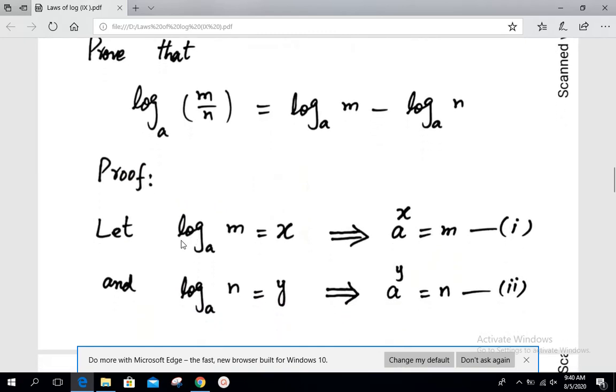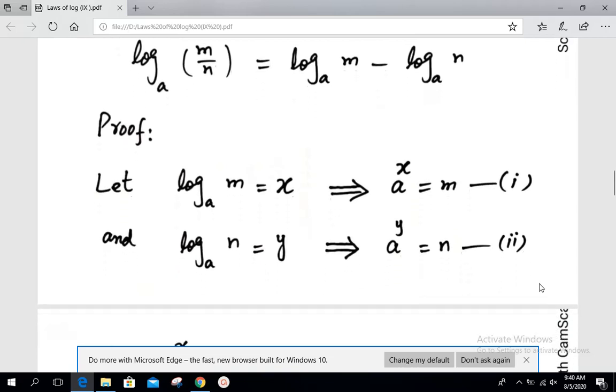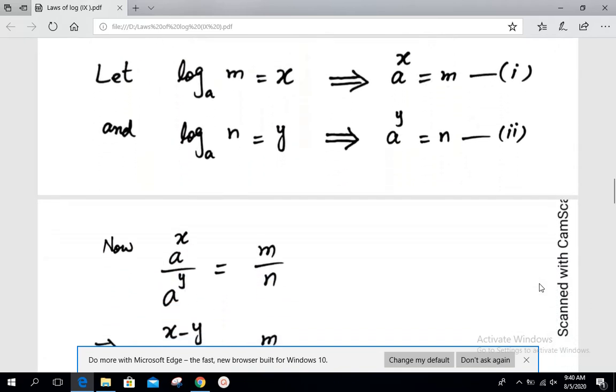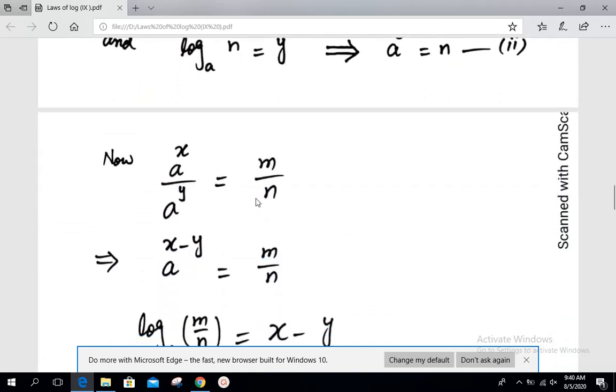You can observe, we suppose log m base a is equal to x, which implies a power x is equal to m. This is my equation number 1. And log of n with base a is equal to y. Converting this logarithmic form into exponential form, we get a power y is equal to n. This time dividing both equations, that is, equation 1 by equation 2, we have a power x over a power y is equal to m over n. Here again applying the rule, base is the same, so exponents will be subtracted. We have a power x minus y is equal to m over n.